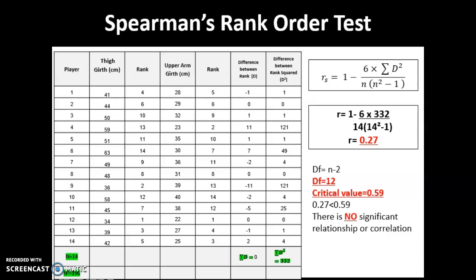You now have all of the values that are needed, so you just need to put it into the formula. This gives me 1 minus 6 times 332 over 14 multiplied by 14 squared minus 1. This gives me an R value of 0.27. The degrees of freedom for this test is n minus 2, so the degrees of freedom would be 12. The critical value is 0.59, which tells me that there is no significant relationship or correlation, as the calculated value is lower than the critical value.